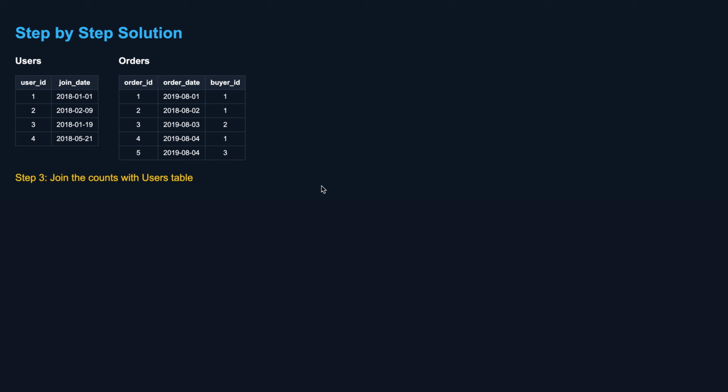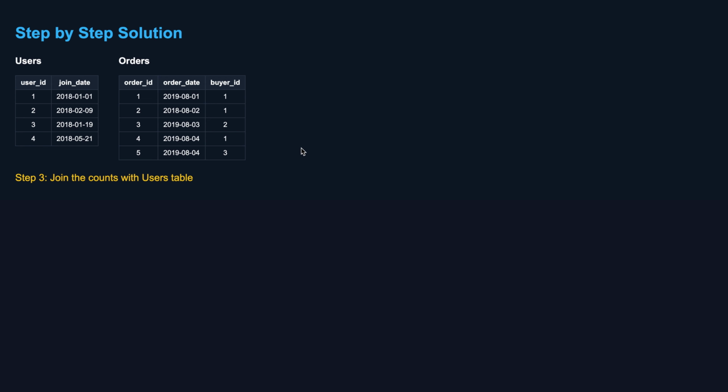Now we join this aggregated result with the users table, right? The reason we do this is because the final output must include every user even if they did not place any order in 2019. So to ensure we keep all the users, we use a left join, and this means every row from the users table will appear in the final result while the orders count will be attached wherever available, right?